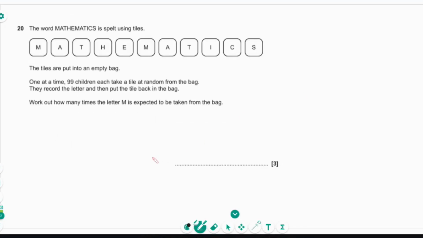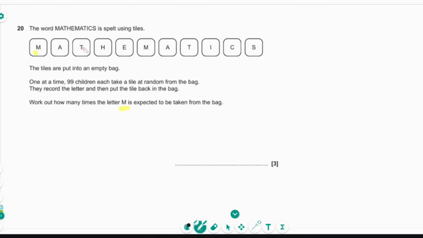The word mathematics is spelt using tiles. The tiles are put into an empty bag. One at a time, 99 children each take a tile at random from the bag. They record the letter and then put the tile back in the bag. Work out how many times the letter M is expected to be taken from the bag.